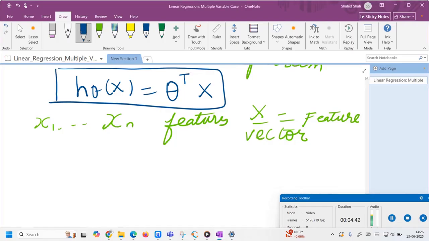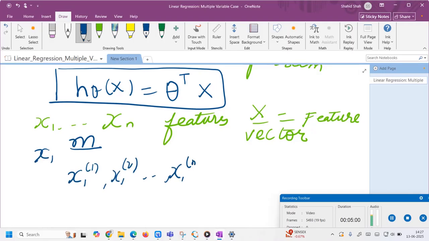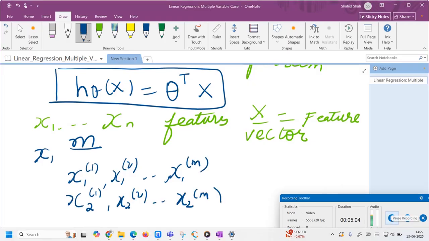Now we will have a data set corresponding to each feature. Suppose you have x1, the grade in the math course. So there will be a data set. Let's say there are m points, or we have the grade of m students. So this will be x11, x12, up to x1m. Similarly for feature x2, we have x21, x22, x2m.